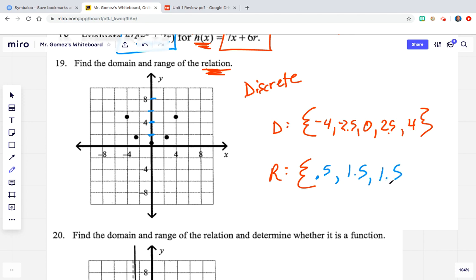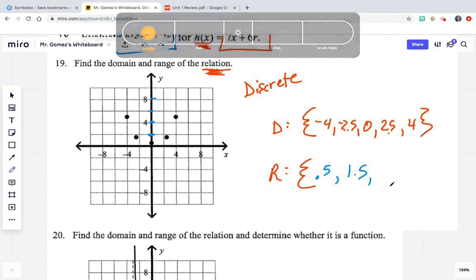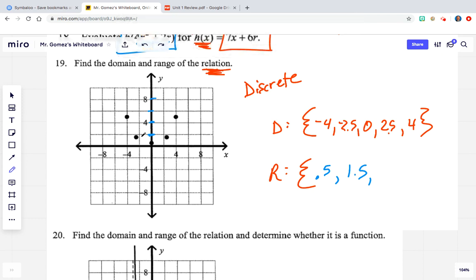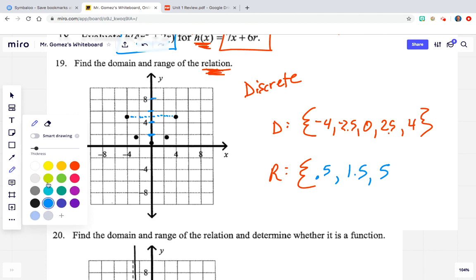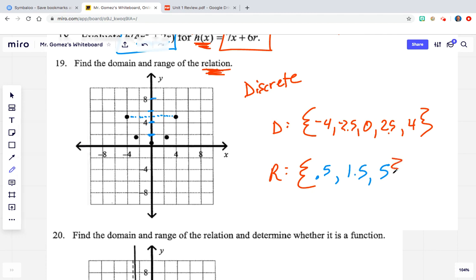We don't have to list it twice because it's still the same y value. I know that there's 2 points, but because they're the same number, we're just going to list it once. And then finally, about right here, looks like it's between 4 and 6. So we're going to say that that's going to be about 5. So those are the 3 y values that you see as far as the range in this relation.